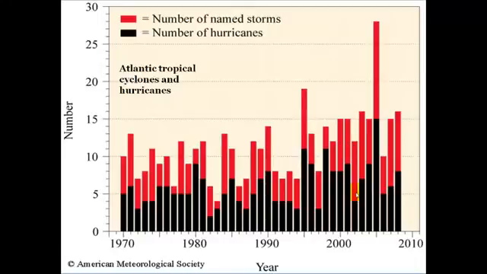And then finally, here we have Atlantic tropical cyclones and hurricanes. We see the number of named storms, which is the bars in red, over the years. And then the black bar represents the number of those named storms that went on to become hurricanes. And you can see some years have real spikes. So this was 2005 when we had Hurricane Katrina and Hurricane Rita, as well as others.